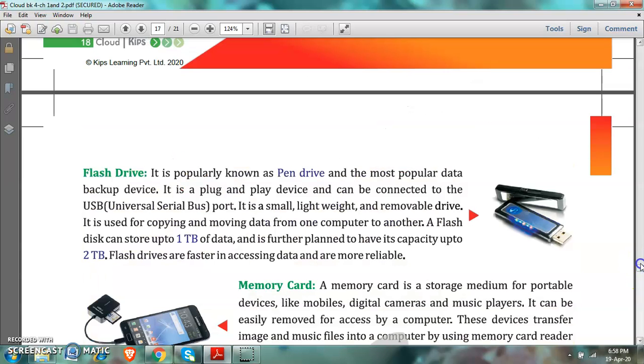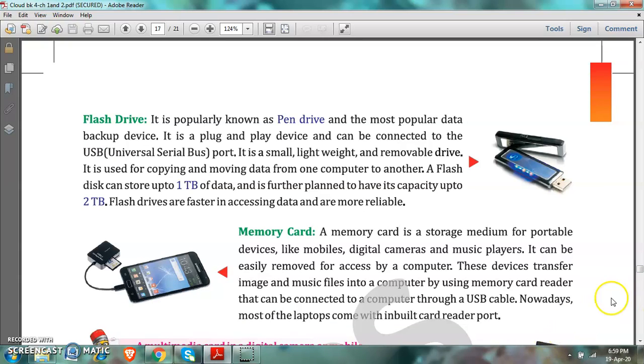Now come to the memory card. This memory card, you can see here, can be attached to a mobile also, and data can be copied, and data can be taken from the mobile into the memory card. So a memory card is a storage medium for portable devices like mobiles, digital cameras and music players. It can be easily removed for access by a computer. See what can be transferred through this? Images and music files.